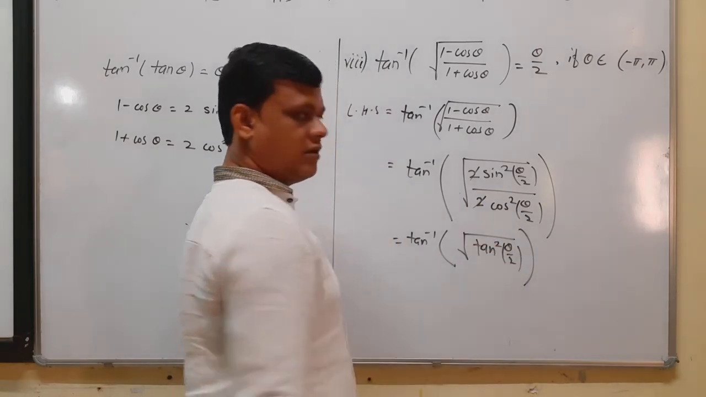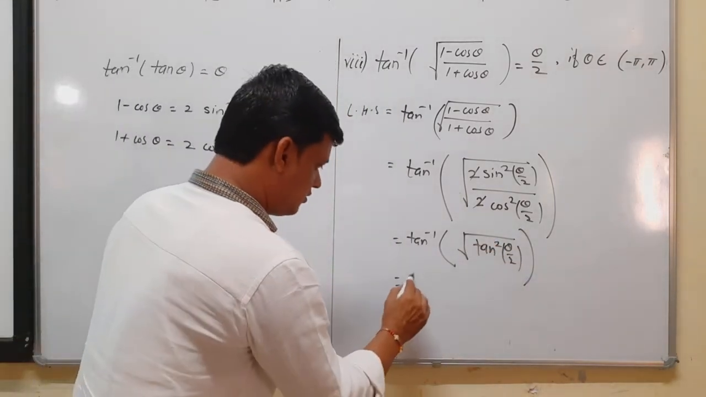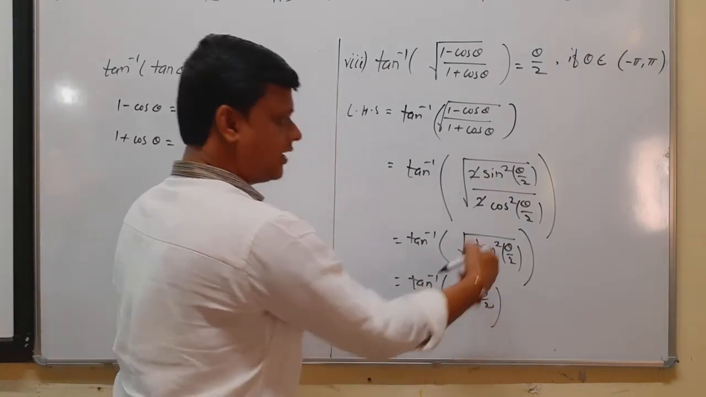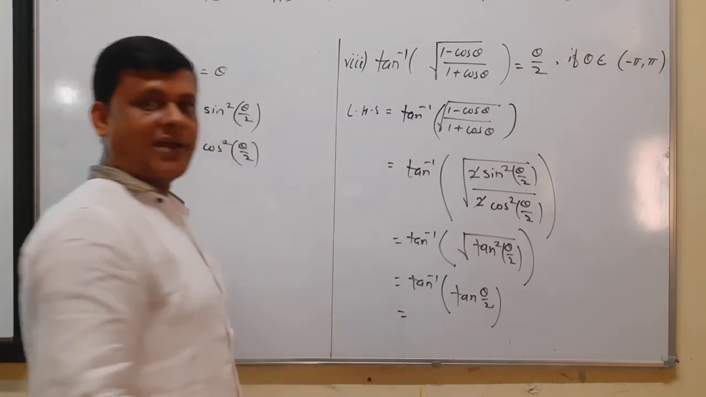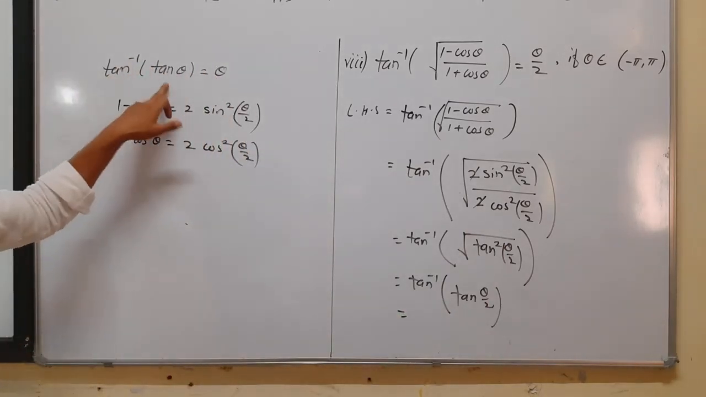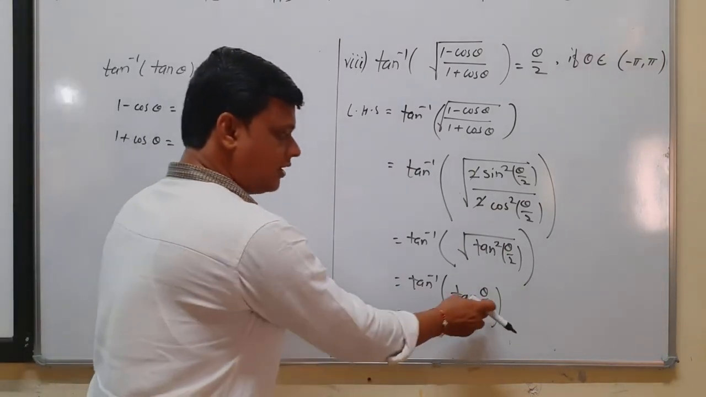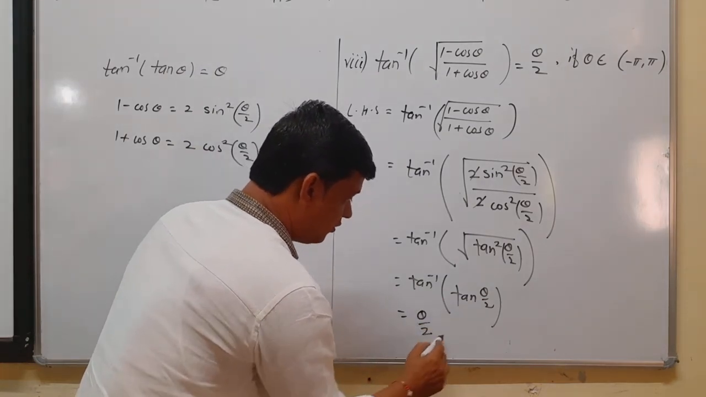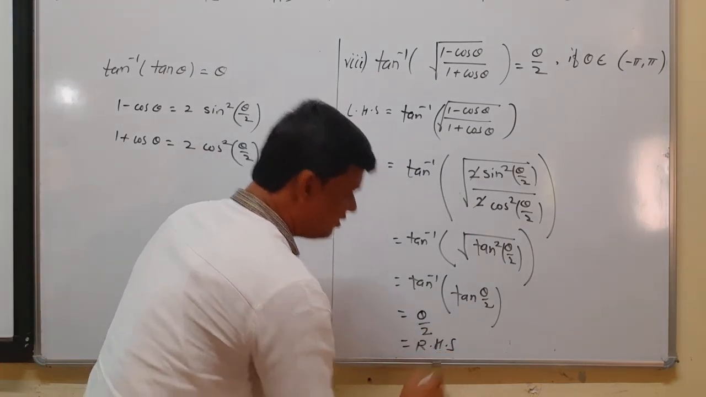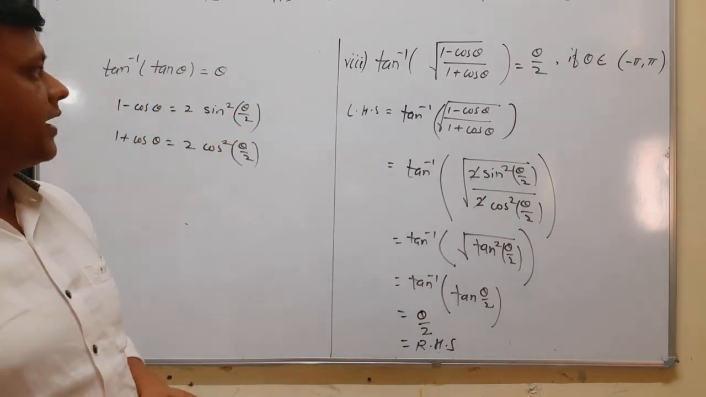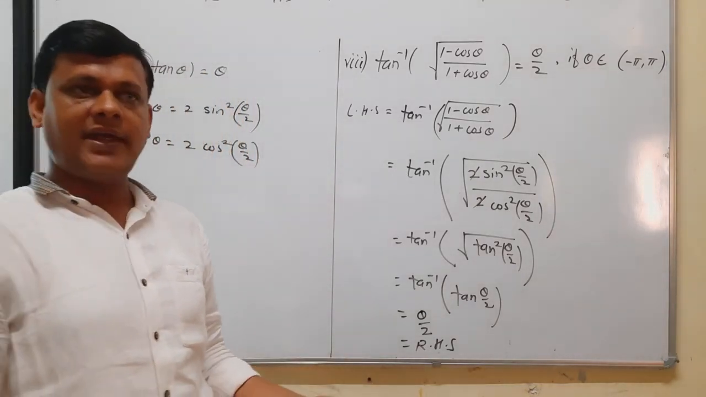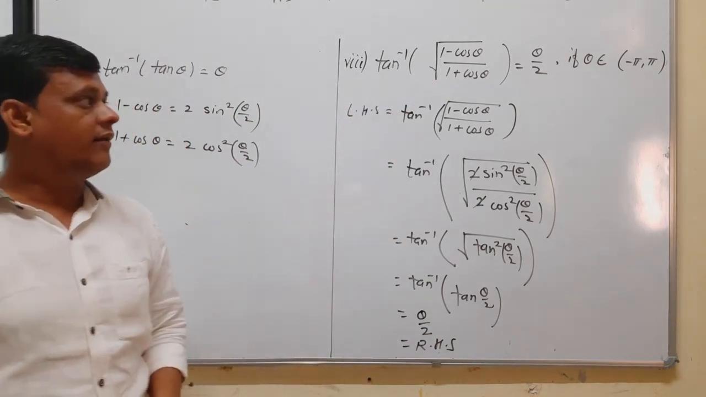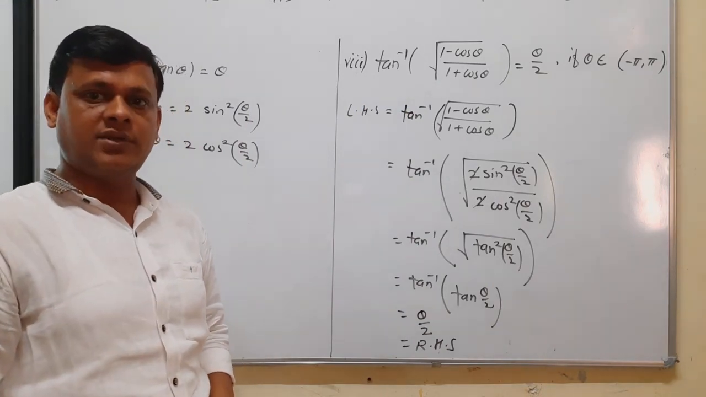So square and square root get cancelled here, so we get tan inverse of tan theta by 2. Then after applying this property, tan inverse of tan theta equals theta, in place of theta we have the value theta by 2. So tan inverse tan get cancelled. We get theta by 2, which is equal to RHS. So in this way, by using the properties and by using the half angle formula, we can prove this. So in this way we complete the trigonometric functions chapter here.